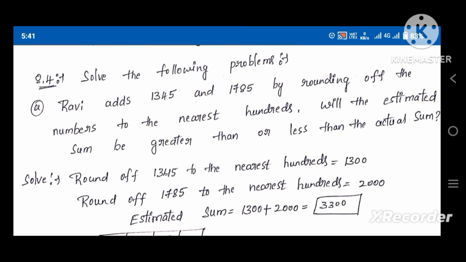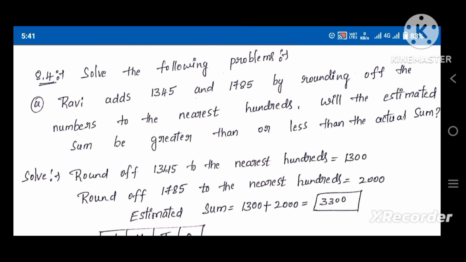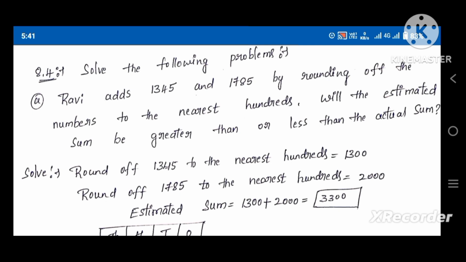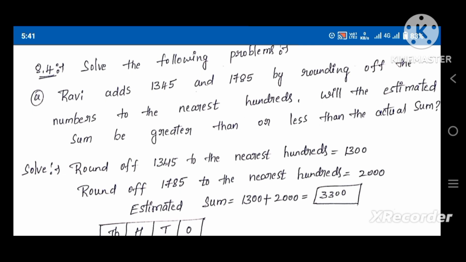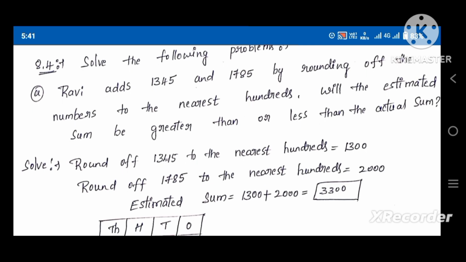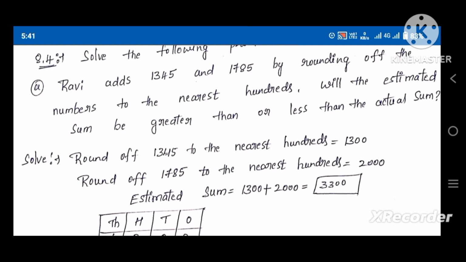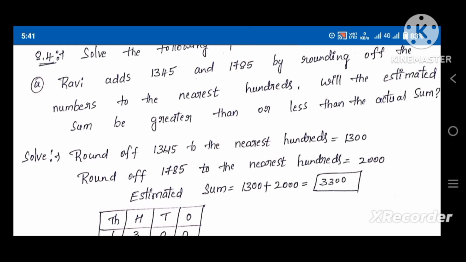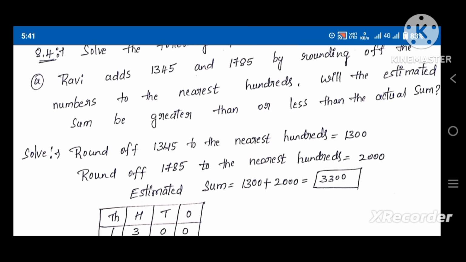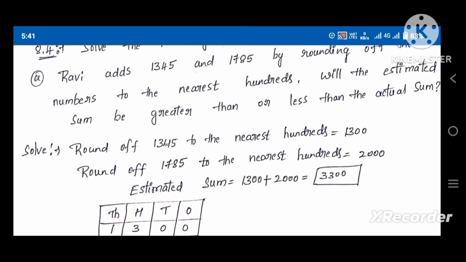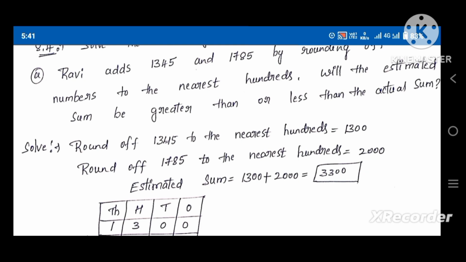Solve. Round off 1345 to the nearest hundreds is equal to 1300. Round off 1785 to the nearest hundreds is equal to 2000. Estimated sum is equal to 1300 plus 2000 is equal to 3300.